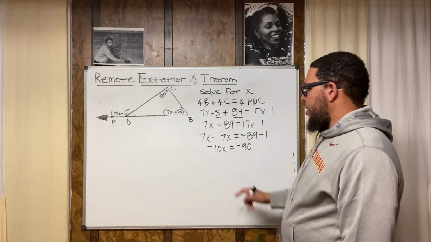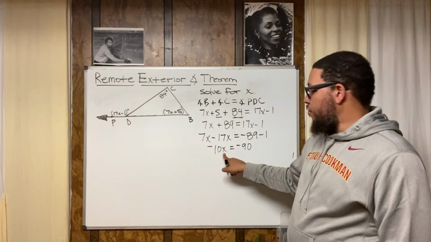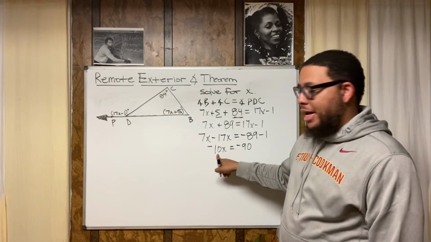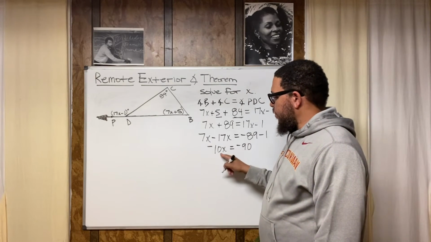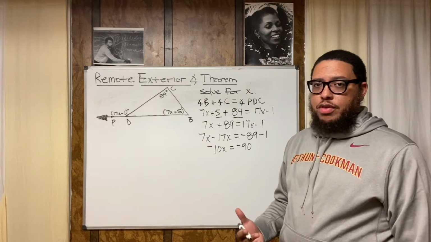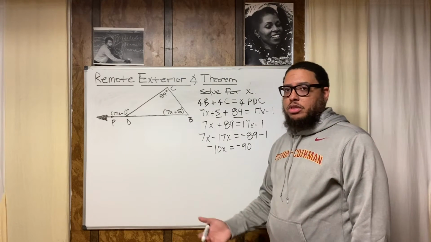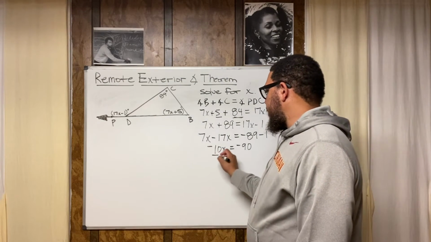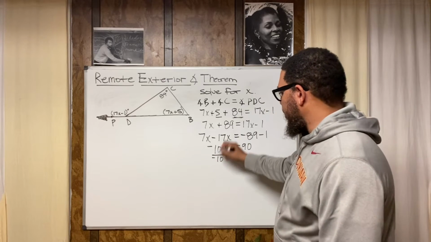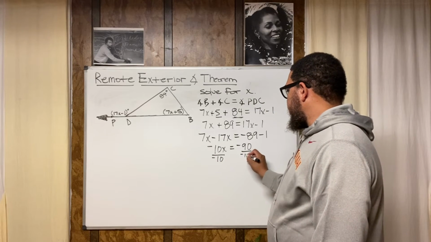All right? Now, the way I get x by itself, I got to get rid of this negative 10. So this is negative 10 times x. The inverse of that would be to divide. Divide by the same exact number. Divide by negative 10 on the left, and also divide by negative 10 on the right.